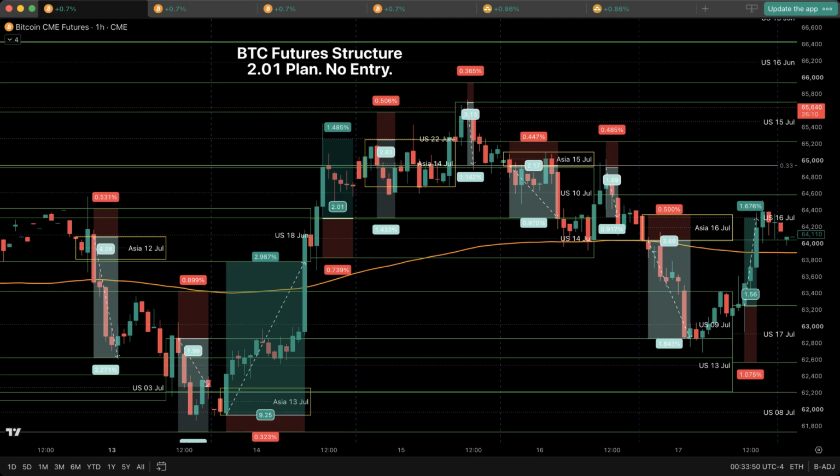After July 14th U.S. session forms, price moves higher. It breaks above July 10th U.S. session upper boundary. Then it pushes toward June 22nd U.S. session midpoint. It tries to test that higher old memory. The long idea appears. But the entry line is not touched. The plan exists. The trade does not.